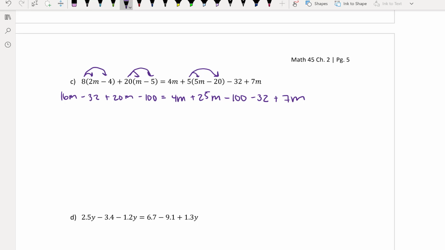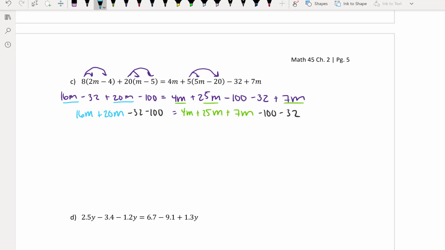What might be helpful is to rearrange it so all of your m's are together and all of your numbers are together. This isn't necessary, but I think it's kind of helpful. So I have everything that's going to be an m on one side. I have my 16m plus my 20m, and I still have minus 32 and minus 100. And again, I'm going to do the exact same thing over here. I'm going to get all of my m terms together. So I have 4m plus 25m plus 7m, and I still have minus 100 minus 32.